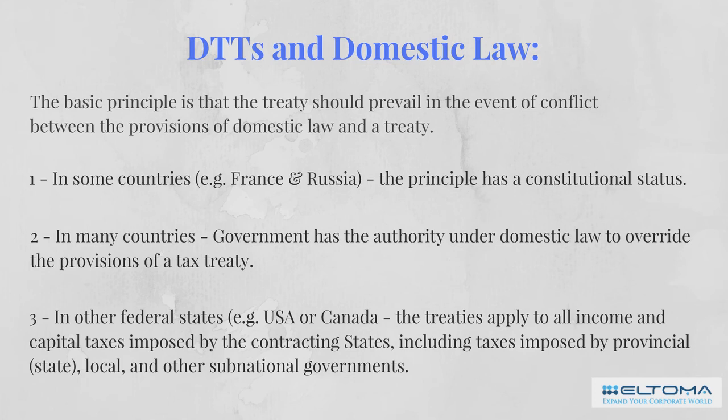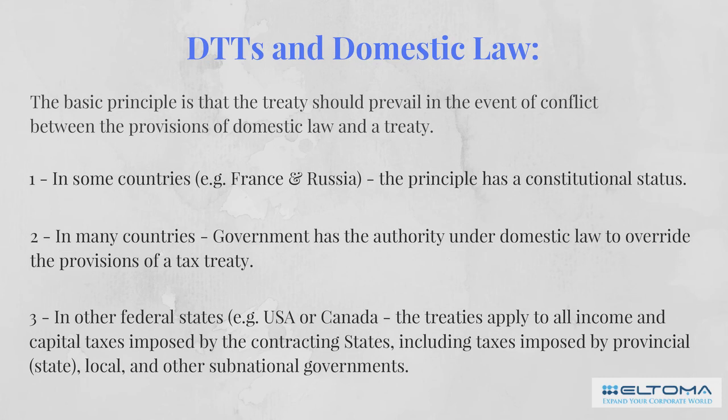As a result, it is clear in these countries that the domestic tax legislation can override their tax treaties, such as, the example can be the UK again. However, the courts in these countries may require that the legislature explicitly indicates its intention to override a treaty before giving effect to a conflicting domestic law. Courts may also strain to find some ground for reconciling an apparent conflict between a treaty and domestic legislation. In general, tax treaties apply to all income and capital taxes imposed by the contracting states, including taxes imposed by provincial, local, and other subnational governments.